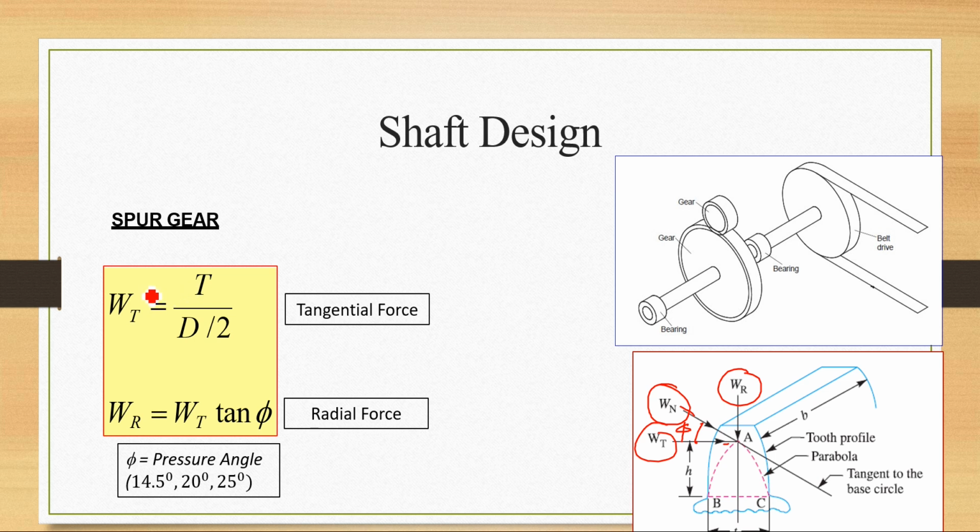Wt is the driving force of the gear, which is written as torque over radius, and this formula is nothing but T equals Fr. Whereas Wr, which is called the radial force of the gear, is equal to Wt tan phi. Again, phi is the pressure angle of the gear.